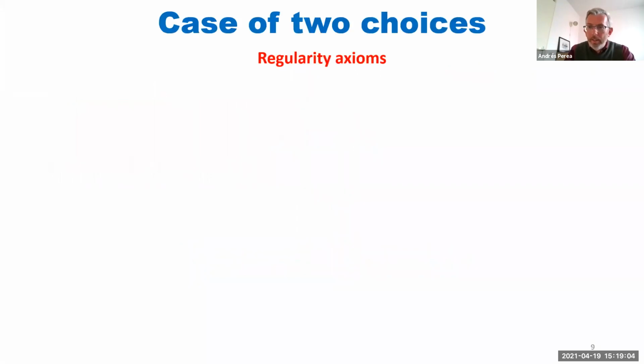Okay, as I said, as a kind of warm up, we start with the case of two choices. And we will see that there we don't need very fancy axioms. Some very basic regularity axioms will already do the job. And these axioms actually already appear in Gilboa and Schmeidler 2003. Well, perhaps not literally, but at least this set of axioms is equivalent to the set of axioms in Gilboa and Schmeidler.